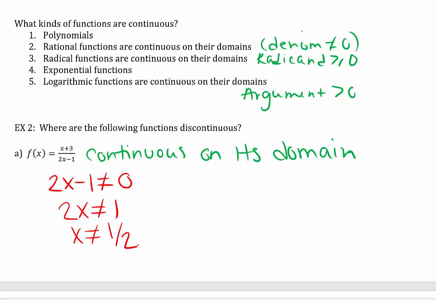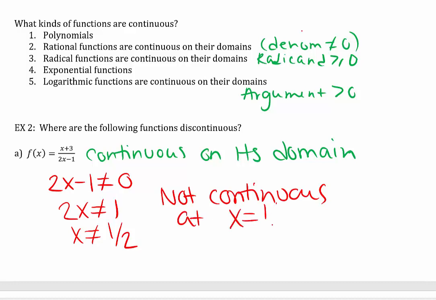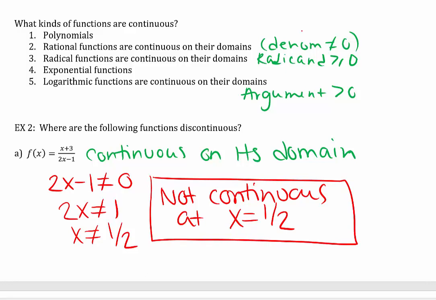And so where is this thing not continuous? It is not continuous at x equals 1/2. And in fact, because this is a rational function, that 0 of the denominator is actually a vertical asymptote. And that's why it's not continuous there. There's some kind of jump in the graph at that point.